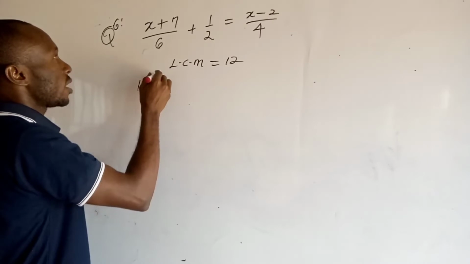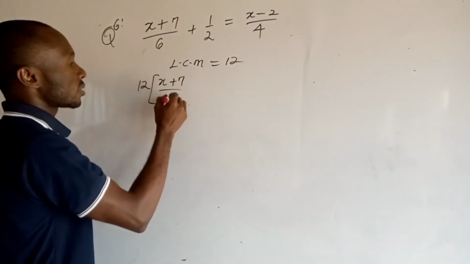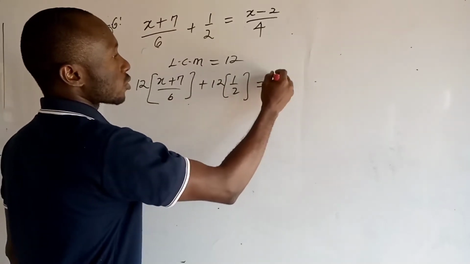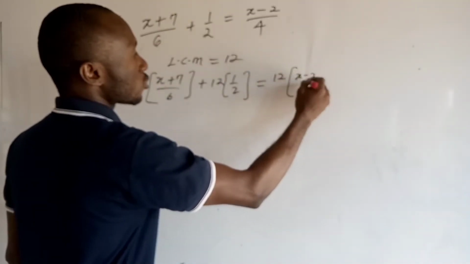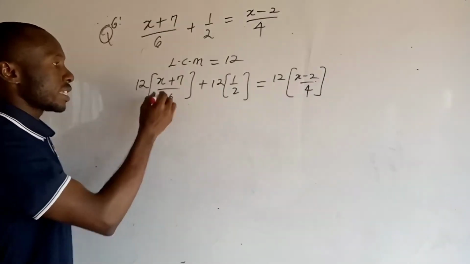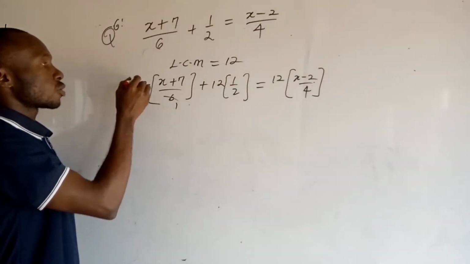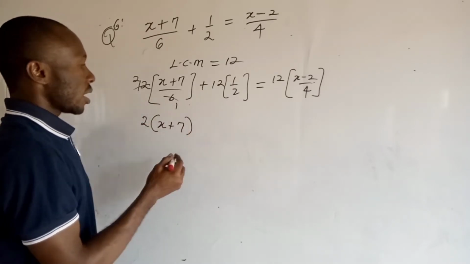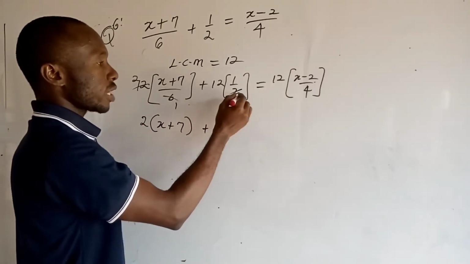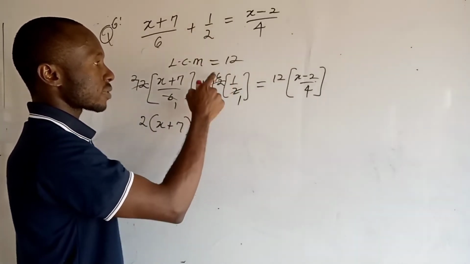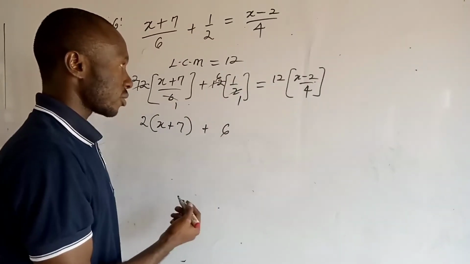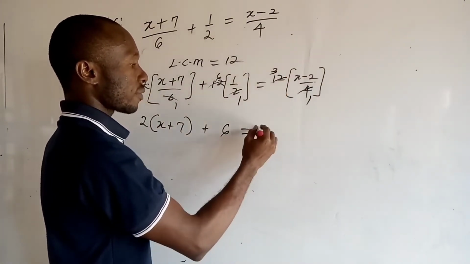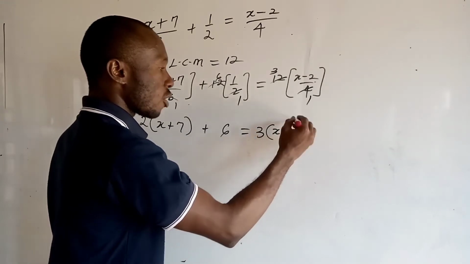So you have 12 multiplying x plus 7 upon 6, plus 12 into 1 upon 2, then equal to 12 multiplying x minus 2 upon 4. So 6 here is 1, 6 in 12 is 2. So you have 2 into x plus 7, okay, and 2 here is 1, 2 in 12 is 6, so you have 6 times 1 is just 6, okay, so you have here 4 here is 1, 4 in 12 is 3, so you have 3 into x minus 2.